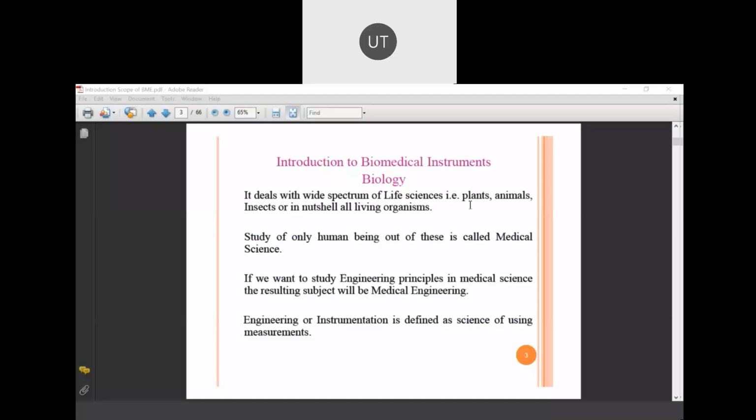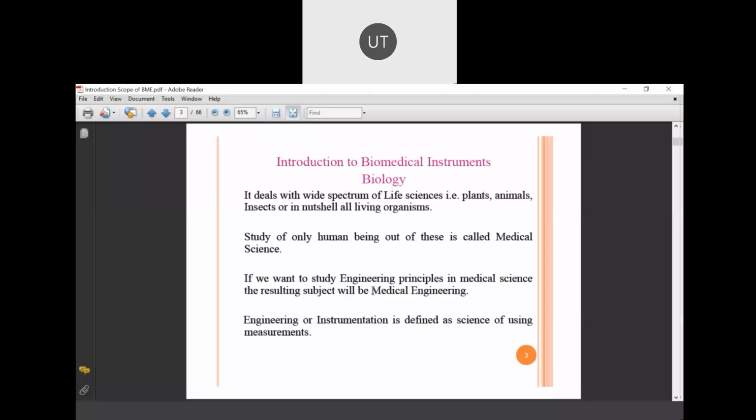It deals with a wide spectrum of life sciences, that is biology. It deals with plants, animals, insects, in a nutshell all living organisms that we are going to study. Out of all living organisms, if we separate out the human being, we can call it medical science, that is the MBBS degree that we know. And if you want to study engineering principles in medical science, the resulting branch will be medical engineering.